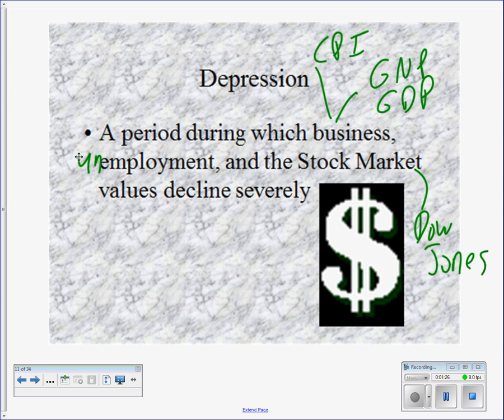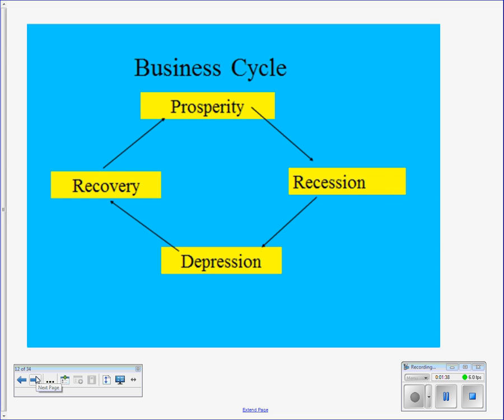So in a depression, these decline severely, usually over the course of 3 quarters. A quarter would be 3 months of the year. So basically, for 9 straight months, all these numbers would drop significantly. Now, depression is part of a business cycle. The way the business cycle works is we have prosperity. Times are good. Everybody's making money, numbers are going up, things are happy.